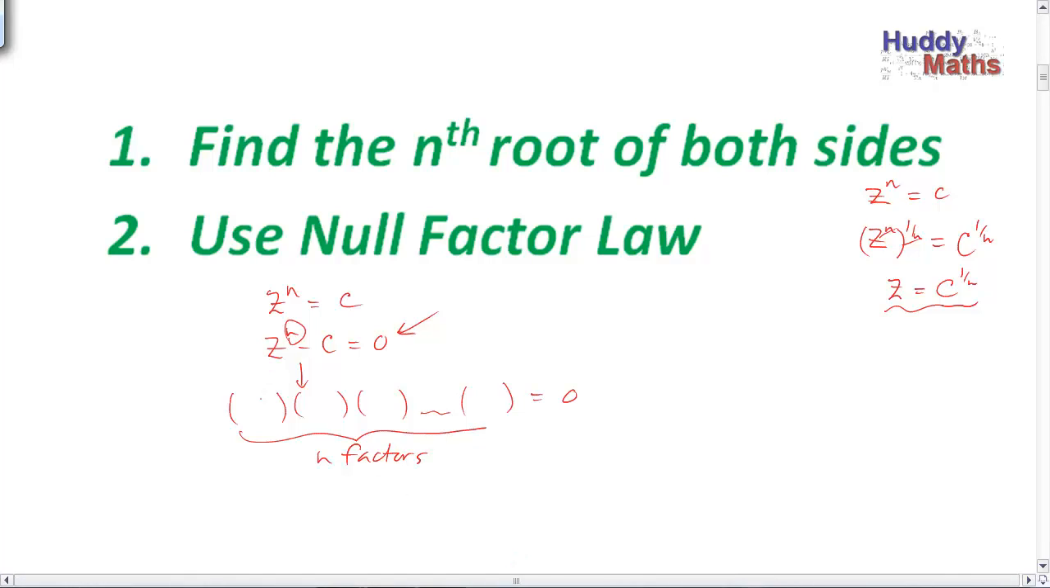And the null factor law says either this one must be 0, or this one, or this one. So if there's a product equal to 0, the null factor law says one of the factors themselves must be null, or nothing. You can't get a product equal to 0 unless you're multiplying by a 0. Remember that stuff. So, which way would you prefer to do it?